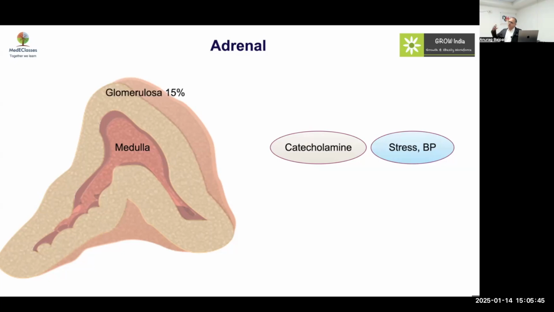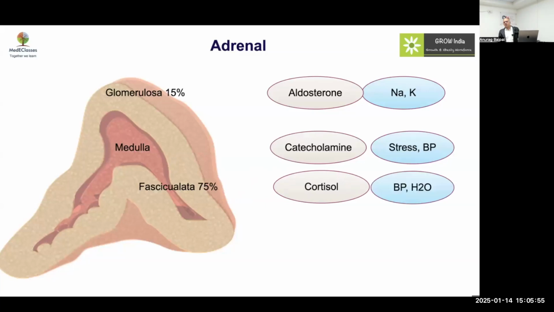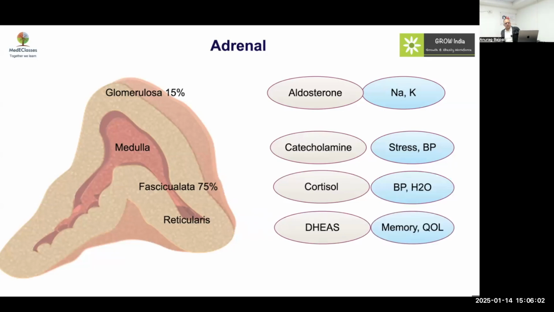And then we have got the cortex region, which has got three specific regions. The zona glomerulosa, which produces aldosterone, regulating the salt axis. Zona fasciculata regulating the cortisol, controlling the blood pressure and water homeostasis, and finally zona reticularis, which is regulating DHEAS production, regulating a number of things like androgen effects, memory, quality of life.